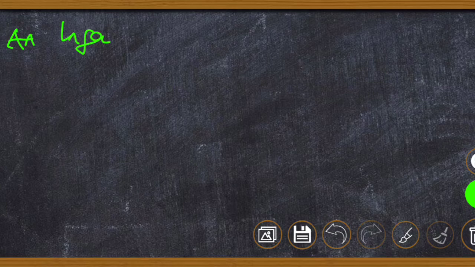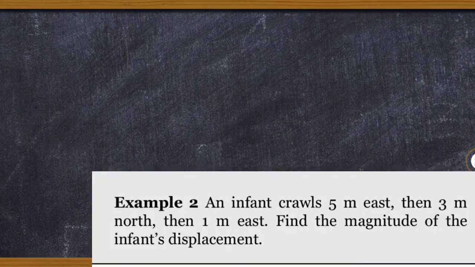An infant crosses 5 meter east, then 3 meter north, then 1 meter east. Now let's take a look at it in a well simplified manner. We should find the magnitude of the infant's displacement. In this question, I'm going to be explaining both: I'm going to be finding the distance, and at the same time I'll be looking for the displacement.